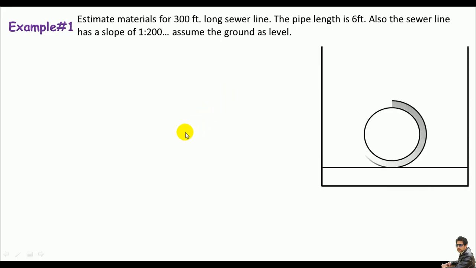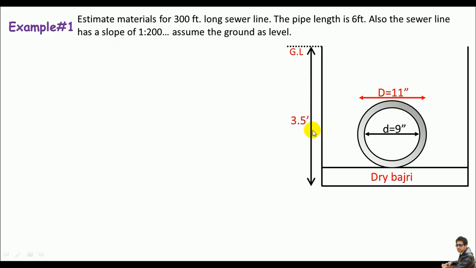And this is the pipe where the interior diameter is 9 inches. At the base we have some kind of dry brickwork. The ground level is over there, and the external diameter is 11 inches. It means the thickness of the sewer pipe is 1 inch. The trench depth is 3.5 feet, the breadth is 3 feet, and the cross section is taken at the middle point of the sewer trench.